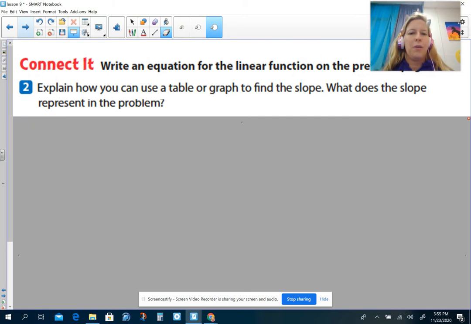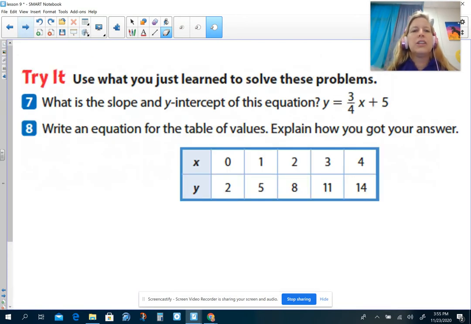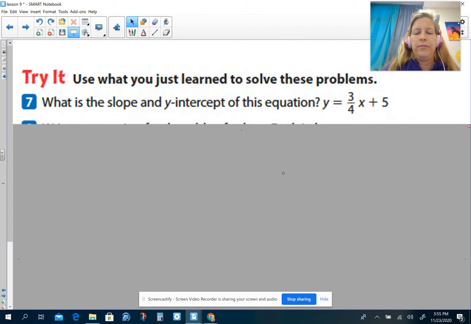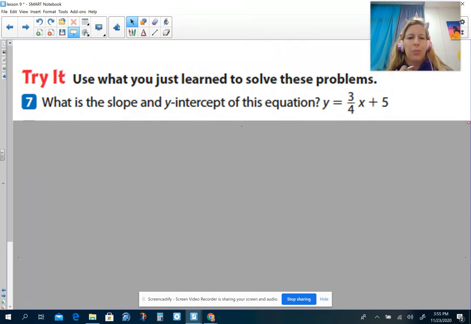All right. So let's look at these two questions. Looking at my equation, I want you to tell me, let's do one question at a time. We'll start here. What is the slope and y-intercept of this equation? Pause and answer.